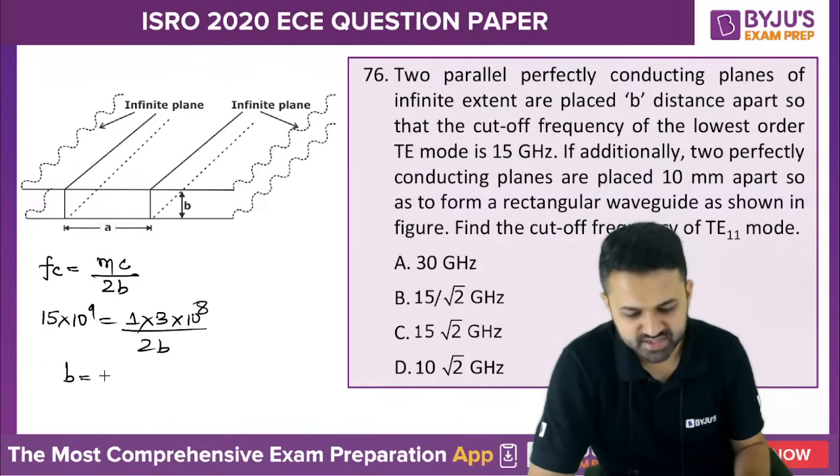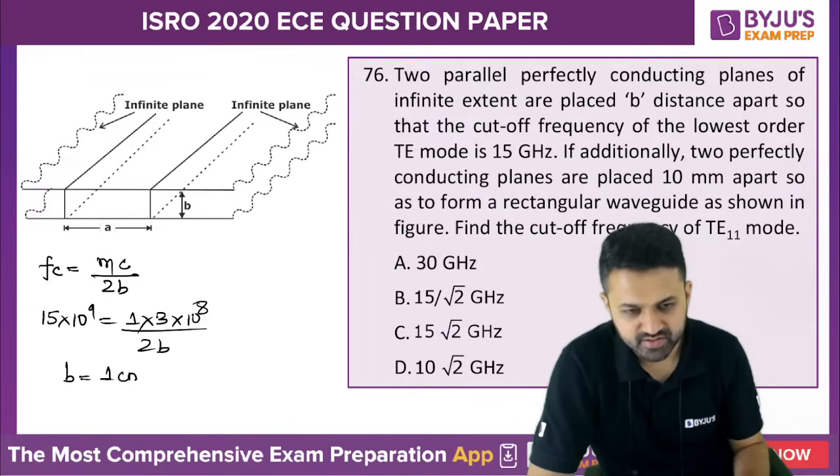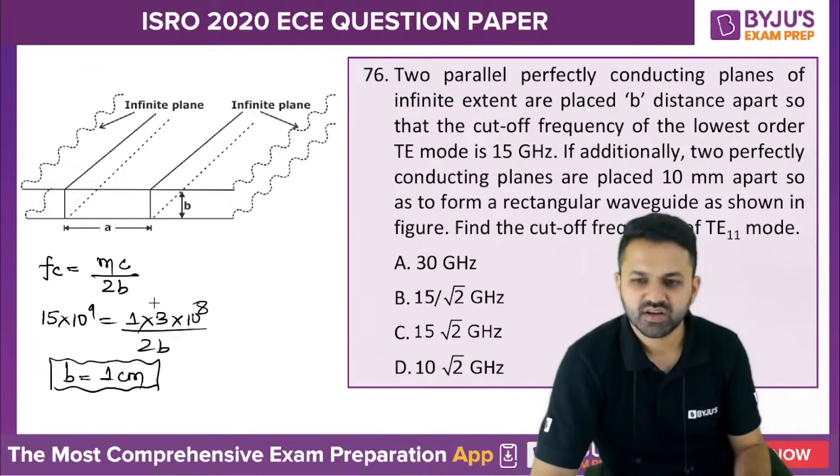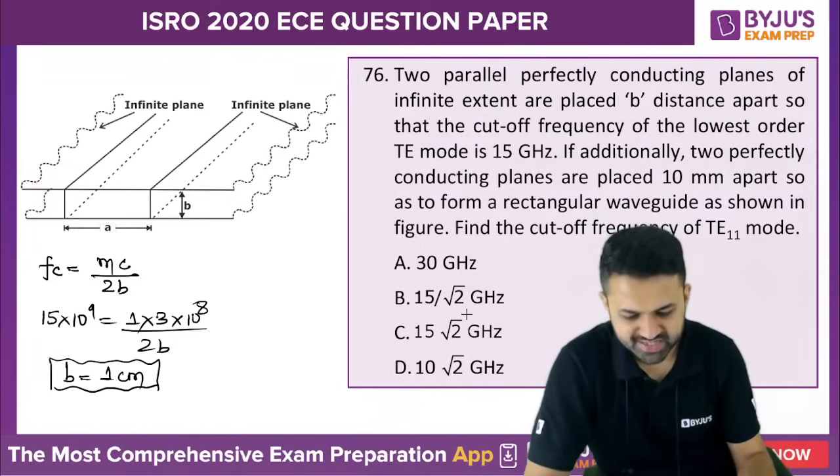When I calculate, 15 into 230, this will get cancelled, so we will get b as 1 centimeter. So b we have got. Now a is already given. A is given as 10.